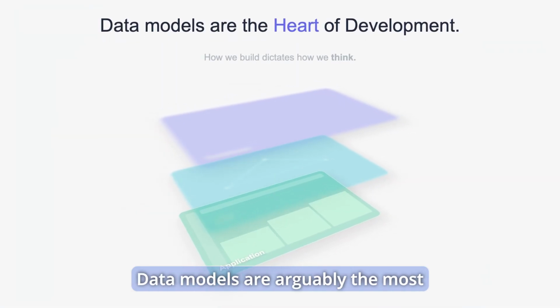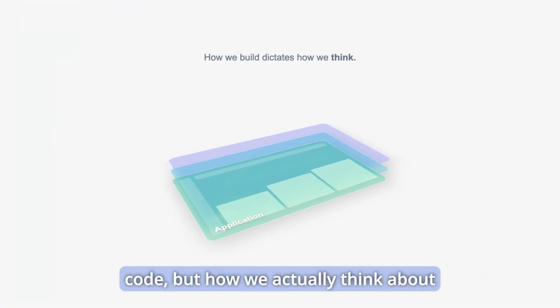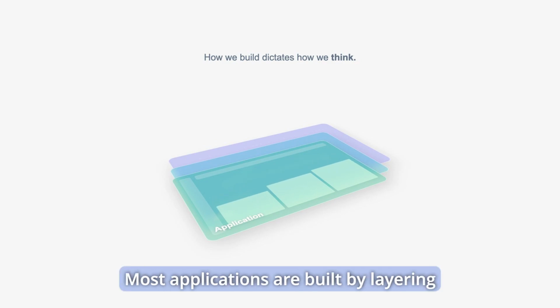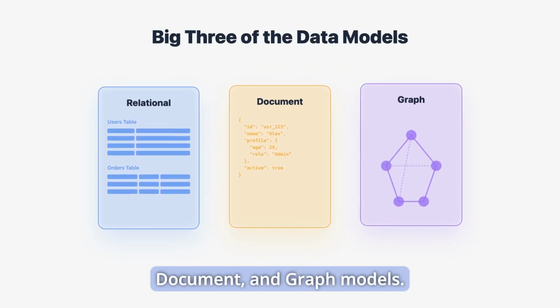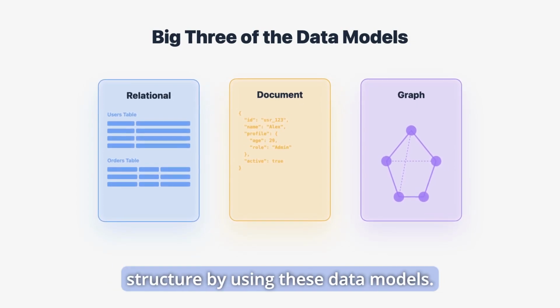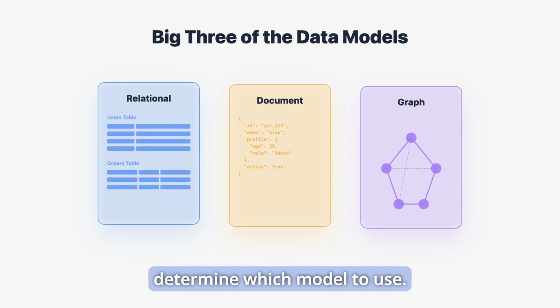Data models are arguably the most important part of software development. They don't just dictate how we write code, but how we actually think about the problem we are solving. Most applications are built by layering data models on top of one another. Today we are looking at the big three of the data models: relational, document, and graph models. As a developer, you model the real world into objects or data structures by using these data models. So let's go over some of the key factors which help us determine which model to use.